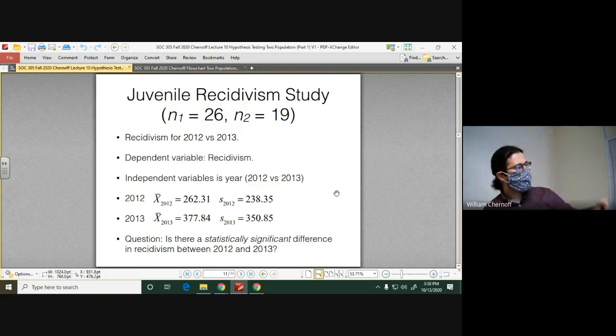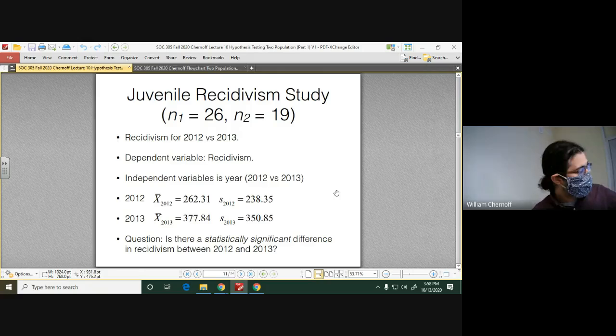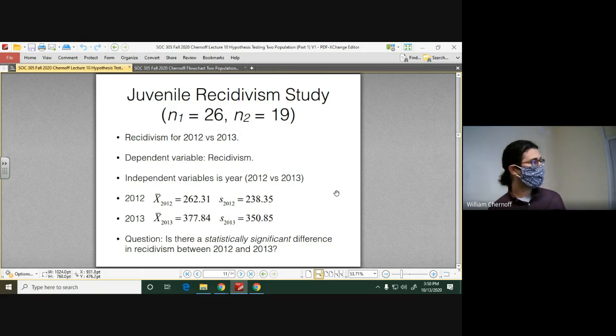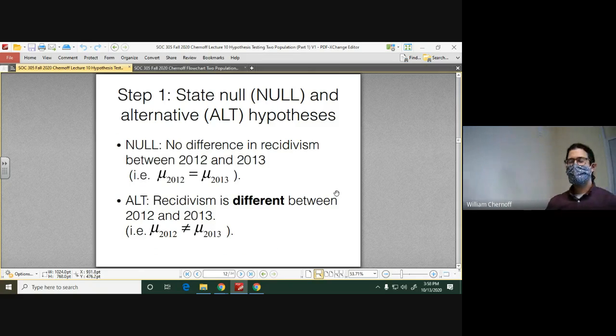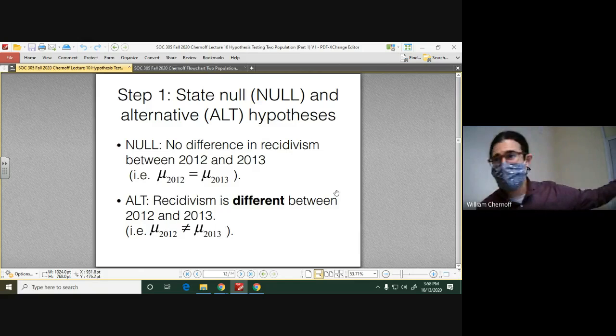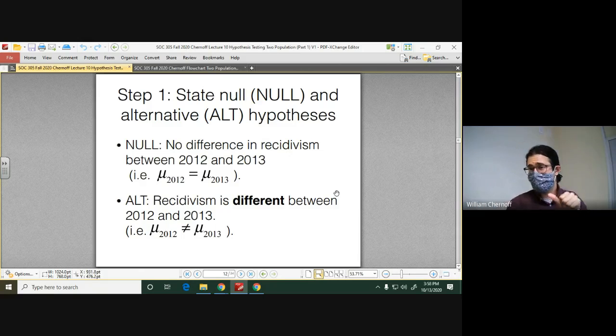So when it comes to this situation, we might be interested in questions like this. Is there a statistically significant difference in recidivism between 2012 and 2013? So when it comes to doing this formal test of hypotheses, we have our first step, which is we state our null and our alternative hypotheses.